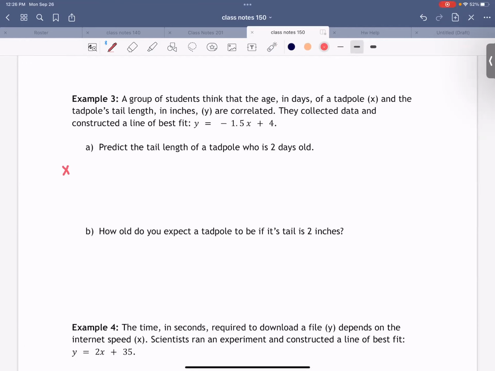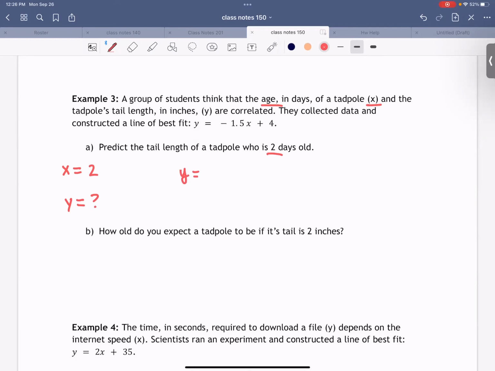The way I do it is I'm just going to write X equals and Y equals on the side to organize my information. It says we want to find the tail length of a tadpole who's 2 days old. What does 2 represent, X or Y? X, right? Because in the question, X is the age in days of a tadpole. If it's 2 days, that's an age, so we know that X is 2. Now, the question is asking us to find something, so Y has to be the thing we're trying to find.